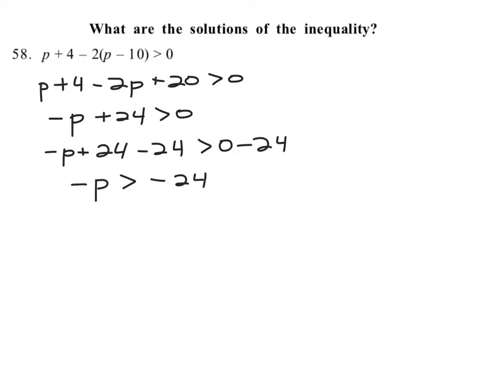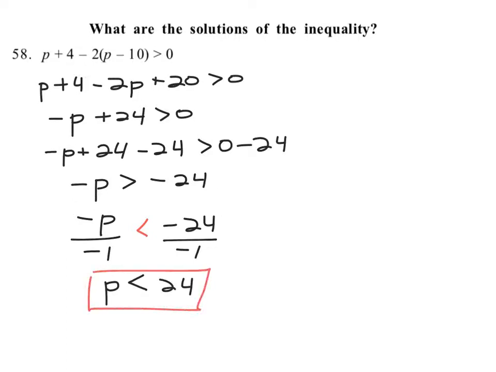Okay, now the coefficient of p is a negative number, so that when we divide by that negative number, in this case -1, the exact moment that we divide or multiply by a negative, we flip the inequality's direction. It's a must. And we get then p is less than 24. That's the solution. Let's keep going. We're doing great.